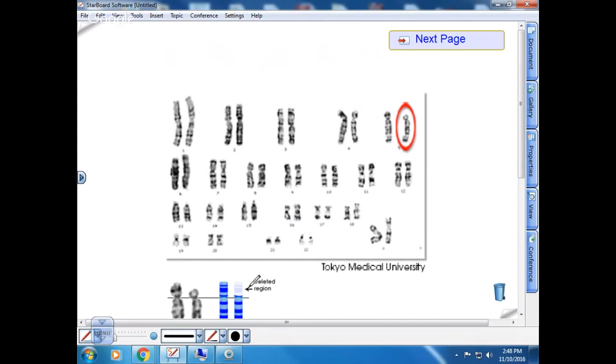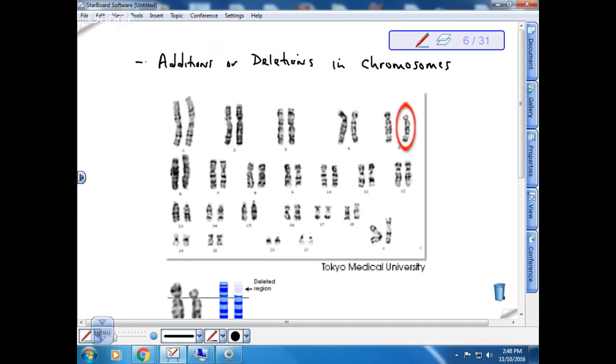Okay, besides aneuploidy, we can have additions or deletions to chromosomes. This would be an error in meiosis as well. So this is an error of meiosis, but it's not aneuploidy.